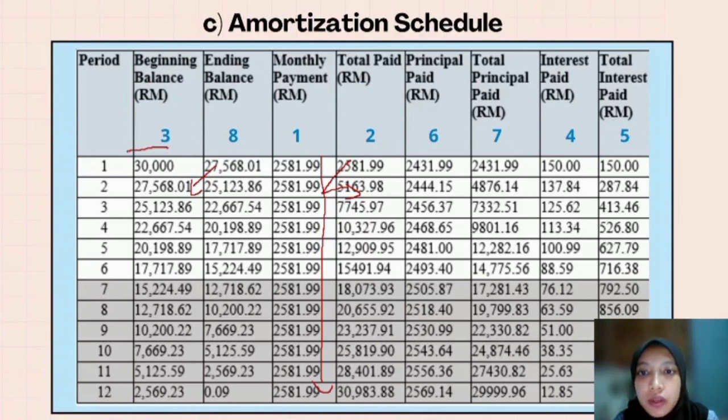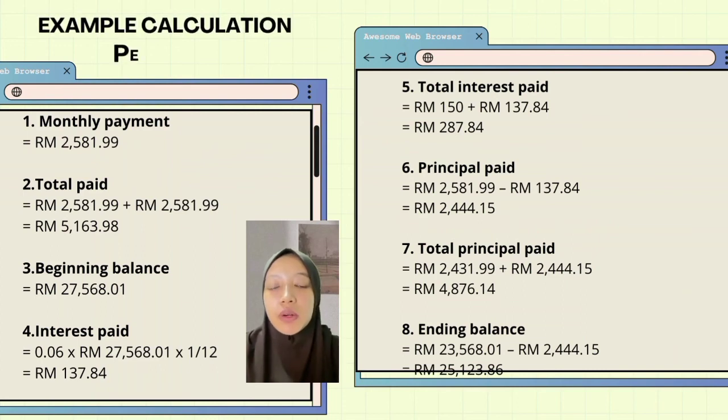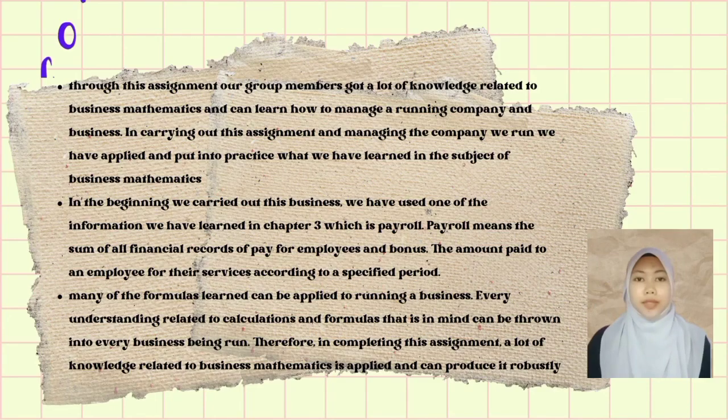And total interest paid is 4 plus 5, and the concept is the same as total pay. For principal paid, we can find it through 1 minus 4. And total principal paid, same concept, plus 7. And for ending balance, we can get it through 3 minus 6. So this is an example calculation for period 2 and it has 8 steps overall.